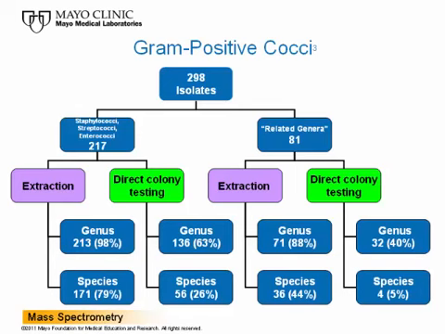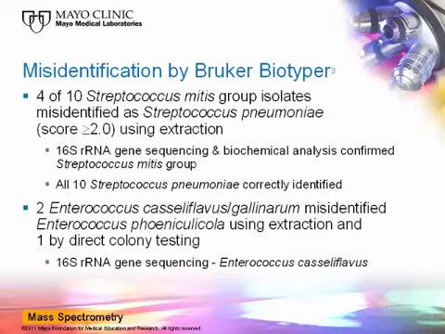The related genera subjected to extraction yielded a genus-level identification in 88% of cases and a species-level identification in 4% of cases. The related genera tested directly yielded a genus-level identification in 40% of cases and a species-level identification in 5% of cases. There were some limitations.